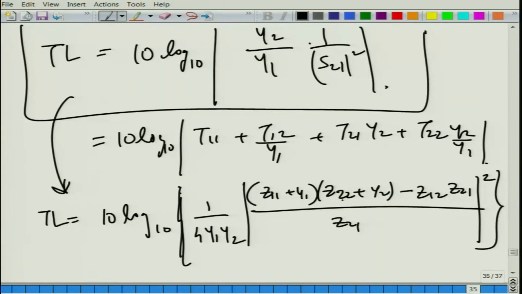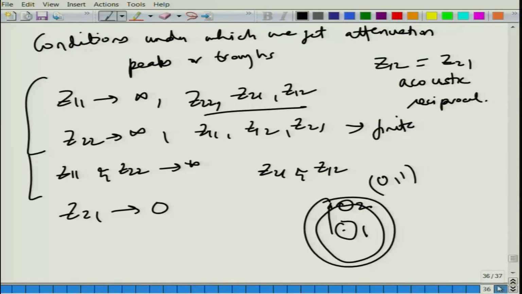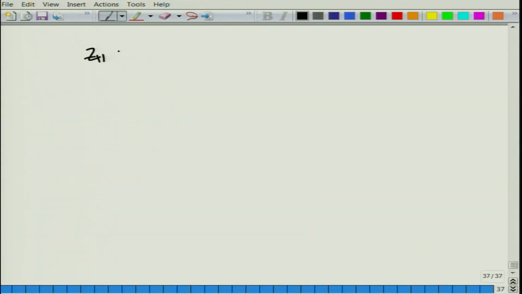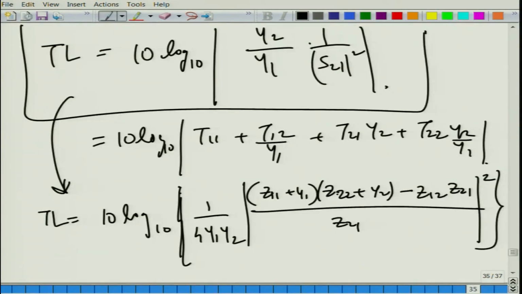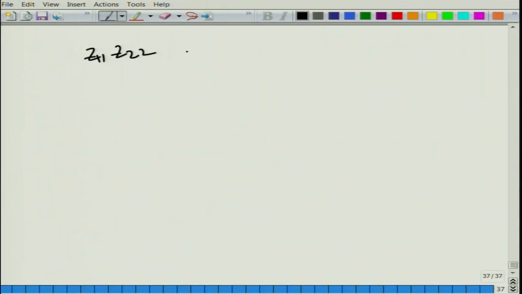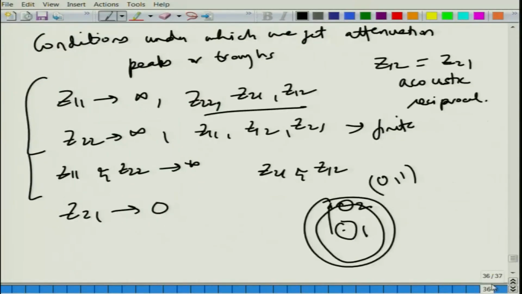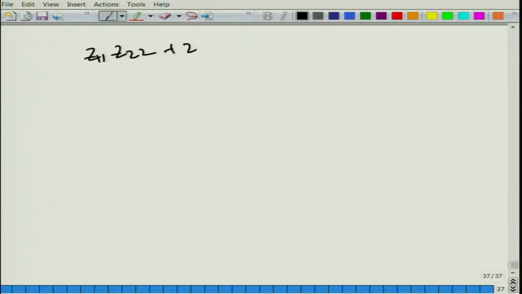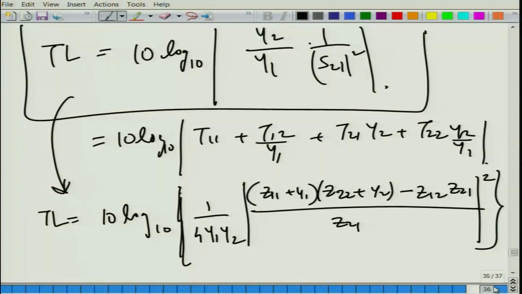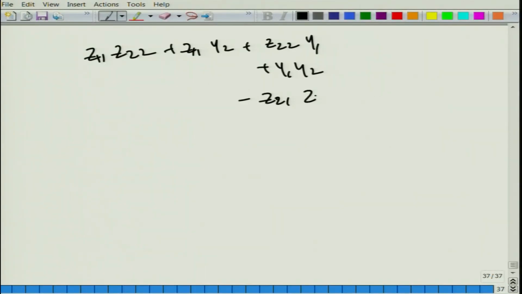So, Z11, Z22 and Z12, Z21 are all tending to infinity, and they are tending to infinity at the same rate. Then the numerator of this expression can be nicely written as Z11 Z22, and Y2 Y1 into Z22. These can be neglected, probably not at this stage, but I will still write it down here: plus Z11 Y2 Z22 Y1 plus Y1 Y2, sorry for that, and minus Z21 minus Z12.